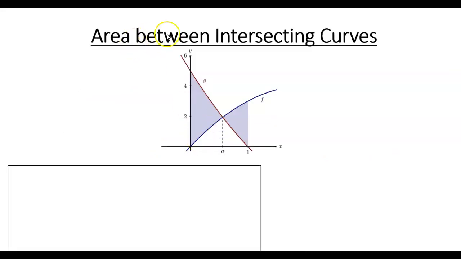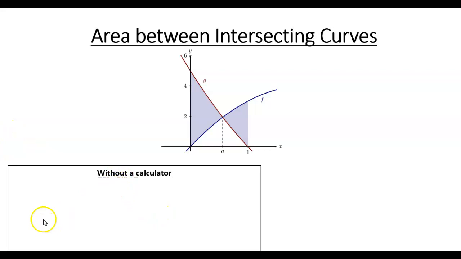Now, sometimes curves will intersect, and when that happens, for the one half of the area, you'll have the one function on top, but for the other half, it'll be on the bottom. So as you can see here, the g is on top on the left half of the area, but on the right half, now the g is on the bottom. Now, there's two ways to handle this particular situation.